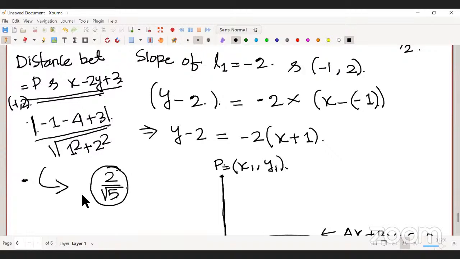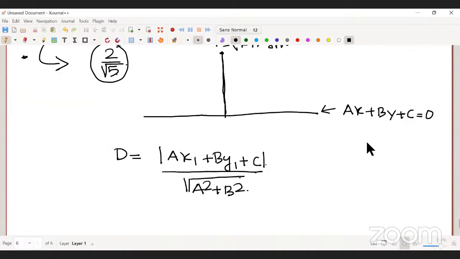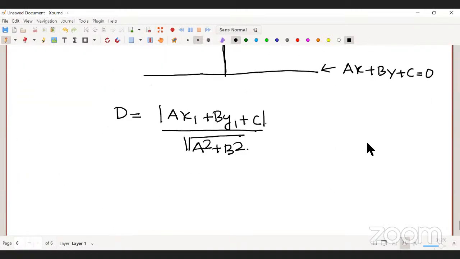Someone is asking what about the distance formula and section formula? The first thing is, let me remind you, it's not possible for me to cover all the things. I have planned a few things, and that is what I am doing. It's impossible for me to cover each and everything from week 1 to week 4. That is certainly not possible.